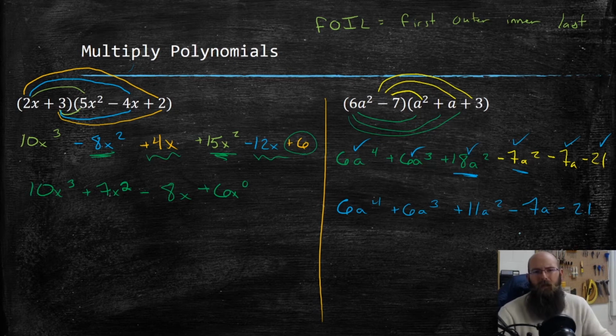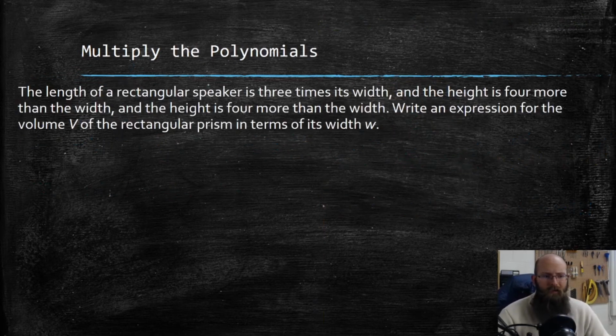Let's move on and go to the next one. Here we have a word problem. Don't let that part intimidate you. These are usually not that bad. It often has to do with either perimeter or area. So let's take a peek here.